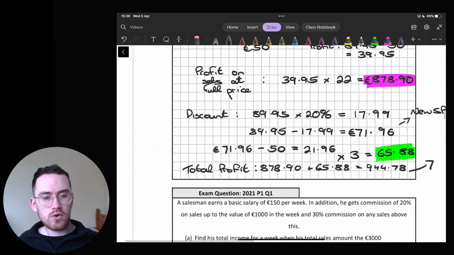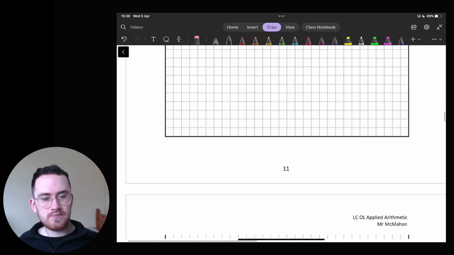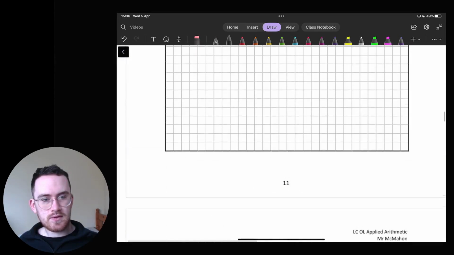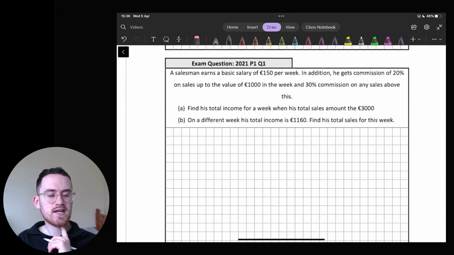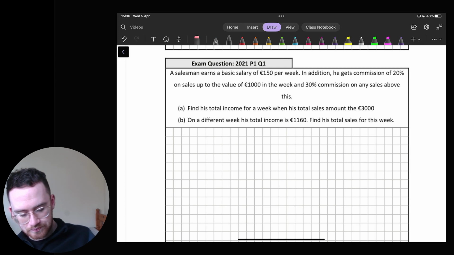Okay, let's look at one more example here. There's one more, yeah. On the percentage error, yeah. So exam question. A salesman earns a basic salary of €150 per week. In addition, he gets commission of 20% on sales up to the value of 1,000 in the week and 30% commission on any sales above this. Find his total income, and then we're given a different week and we have to find his total sales.